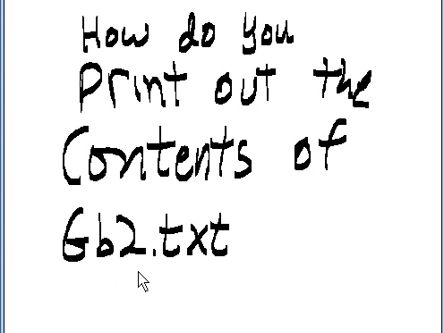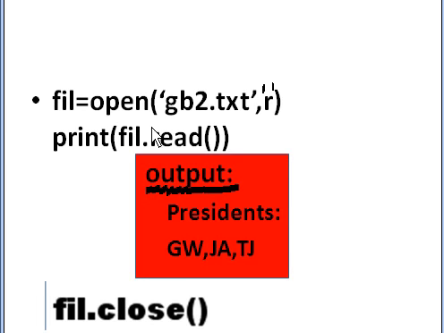How do you print out the contents of gb2.txt? file = open('gb2.txt', 'r'), print(file.read()), and the output will be presidents, GW, JA, TJ, and then you key in file.close.